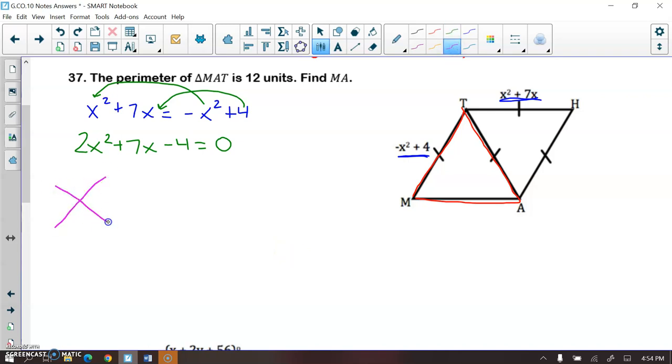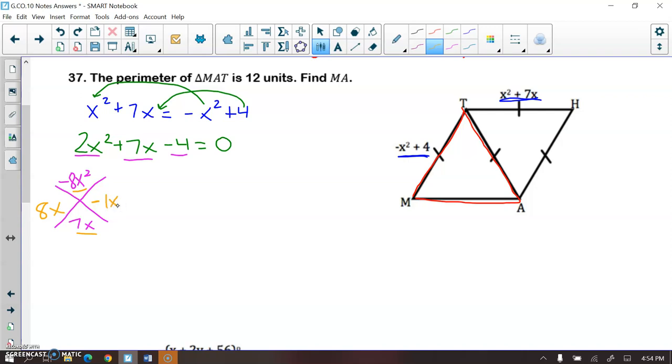At the top of your x is your a times your c, so a 2x squared times a negative 4 is a negative 8x squared. And the bottom of your x is your b. That's a positive 7x. So I need two numbers when multiplied together equal negative 8x squared, but when added together equals 7x. That's going to be an 8x and a negative 1x.